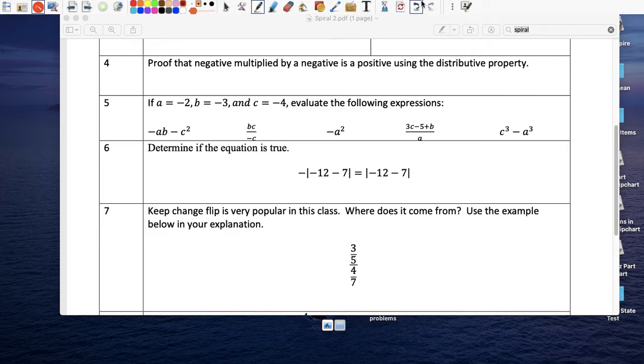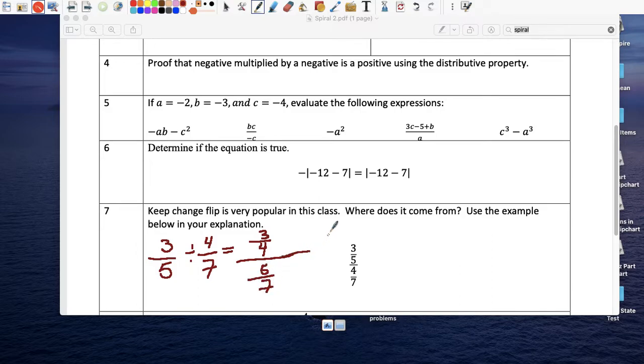Okay, so keep change flip is very popular in 7.2.1. Where does it come from? Use the example below to show your explanation. So there's a lot of ways we can prove that, right? So 3/5, let me write it like this, divided by 4/7. So one way of dividing is to divide across. So if I divide 3 divided by 4, I actually get 3/4 over, and if I divide across, right, 5 divided by 7, I get 5/7.